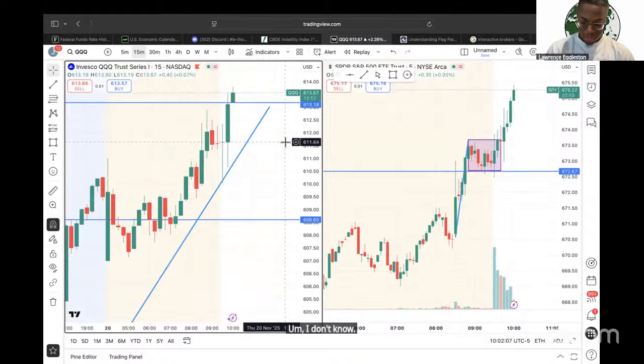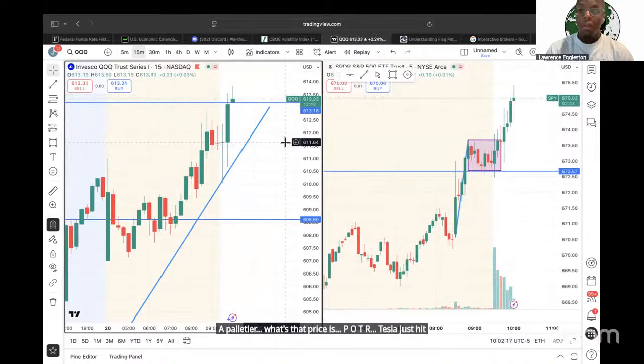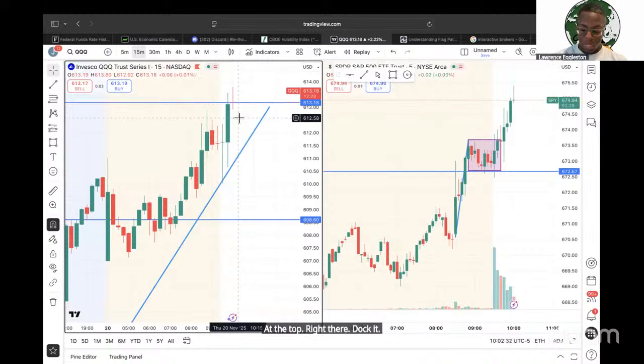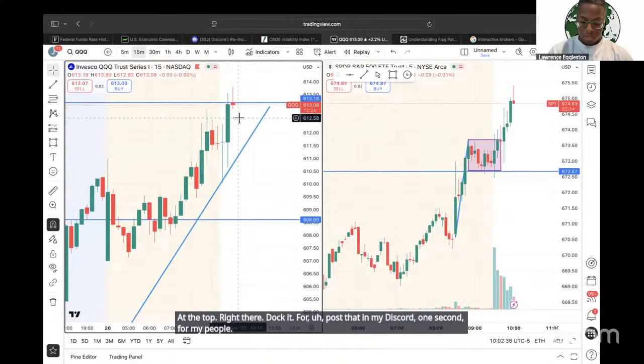Palantir. What's that price? PLTR. Tesla just hit 427. There we go. So now, right here, caught my entry at the top, right there. Gotta post that in my Discord, 1 second, for my people, so they know.